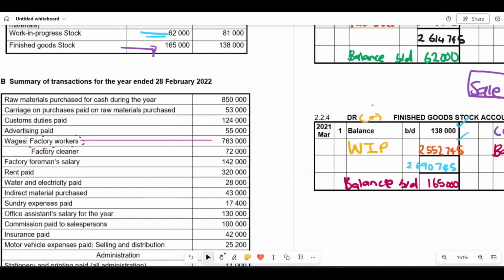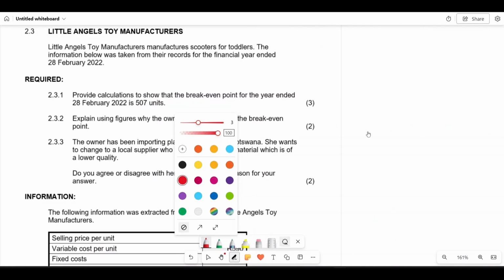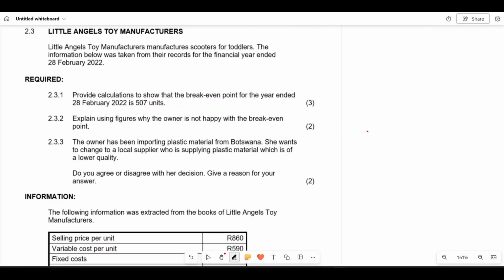So now let us move on to the next section, which relates to our break-even point. Now 2.3, Little Angels Toy Manufacturers. They manufacture scooters for toddlers. The information below was taken from their records for their financial year end 28 February 2022. Now provide calculations to show that the break-even point for the year end is 507 units.